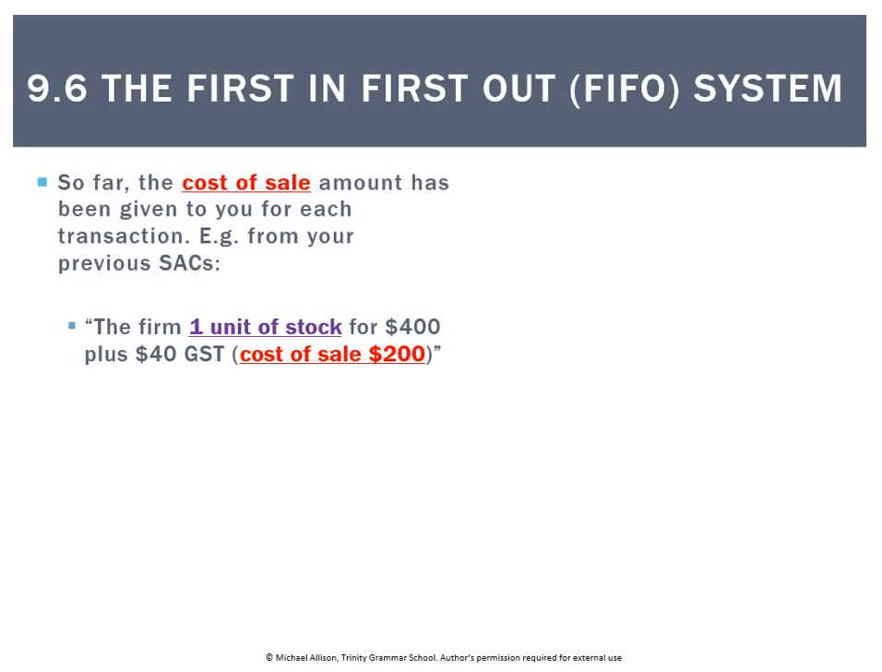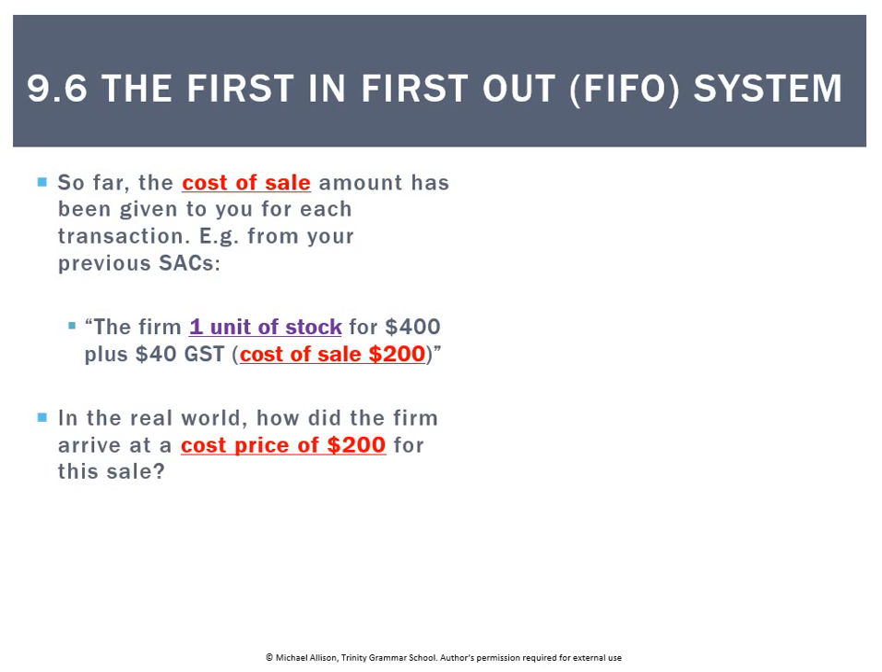So, for example, in a question we might have said the firm sold 1 unit of stock for $400 plus $40 GST, and the cost of that sale was $200. So you can see in red there, the cost of sale has been given to you. But what if it wasn't? What if the question just said, a unit of stock was sold and you needed to figure out the cost?